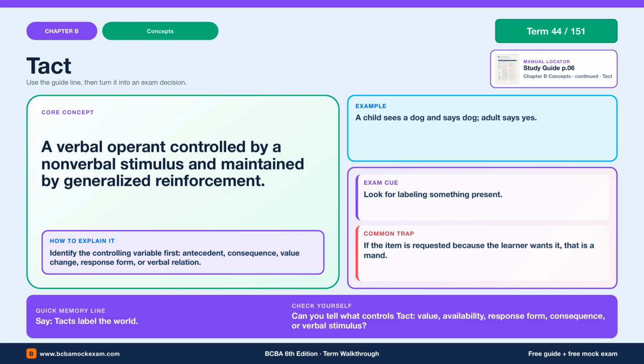The trap is confusing tact with mand. If the child says dog because they want the dog toy, that may be a mand. If they label a dog they see, that is a tact. Memory line. Tacts label the world.